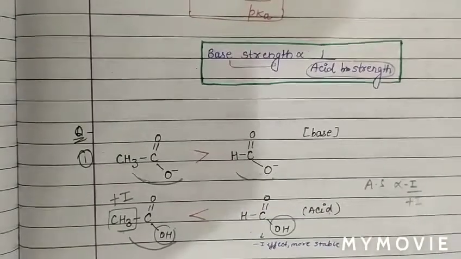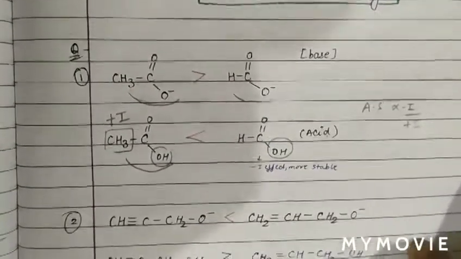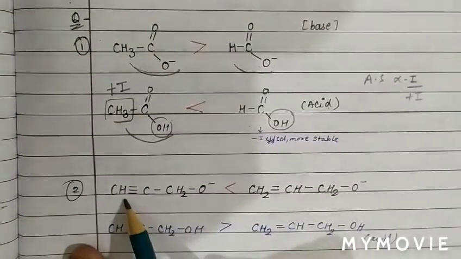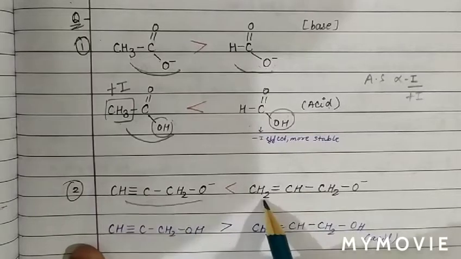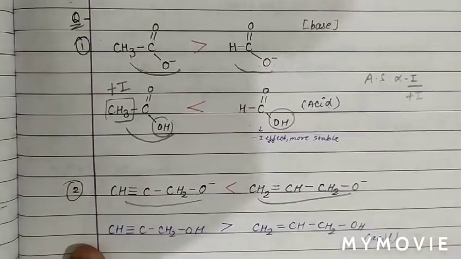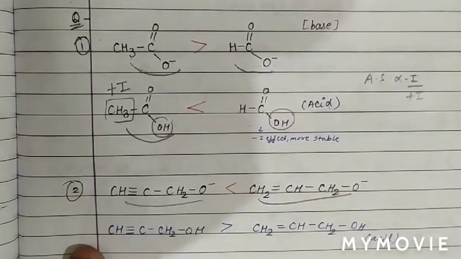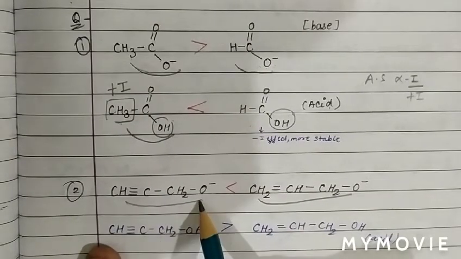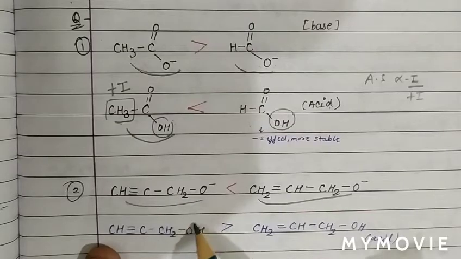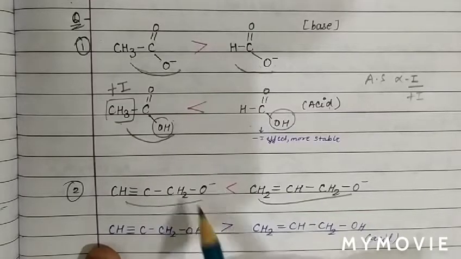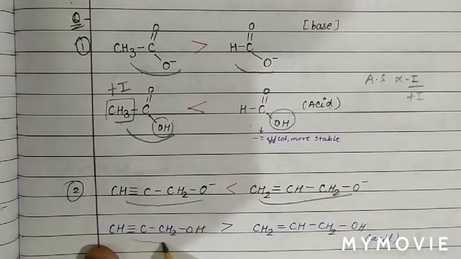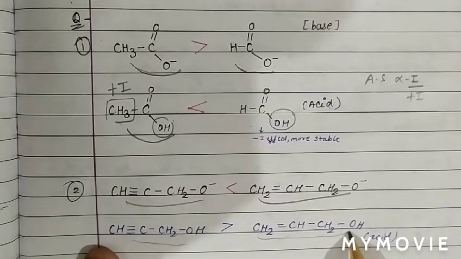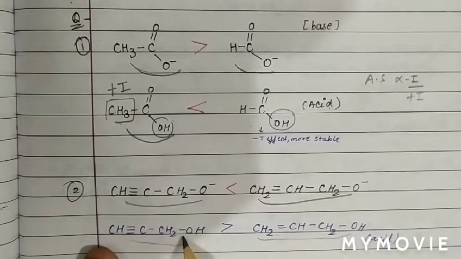Now see the next question. Again, we have to compare the basic strength of these two. So basic strength is calculated by the use of acidic strength, and acidic strength is compared by gain of proton. So when this ion gains proton, it converts into this one, and this ion when it gains proton, it converts into alcohol. Now compare the acidic strength of these two.